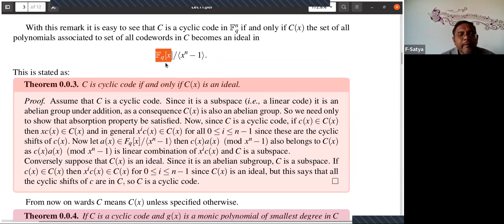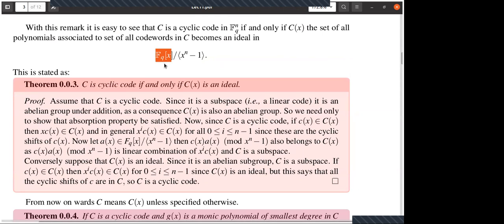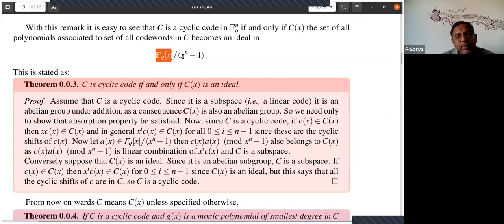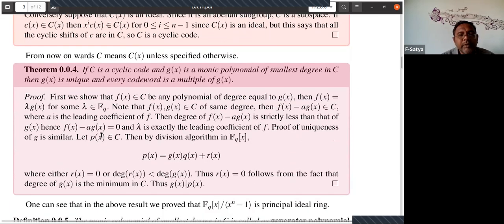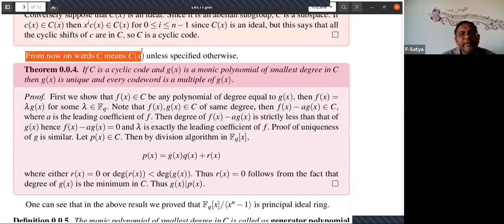PID, right? It is a principal ideal domain. Even the quotient is also a PID. But even then, I proved it here, and in the next class I will tell you that. So even if you miss it, it is not a problem. From now onwards, there is actually no difference between C and C(x). C is a subset of n-tuples, but you know that polynomials and n-tuples we can associate. But for a cyclic code, the extra thing is quotienting with x to the power n minus 1 also.